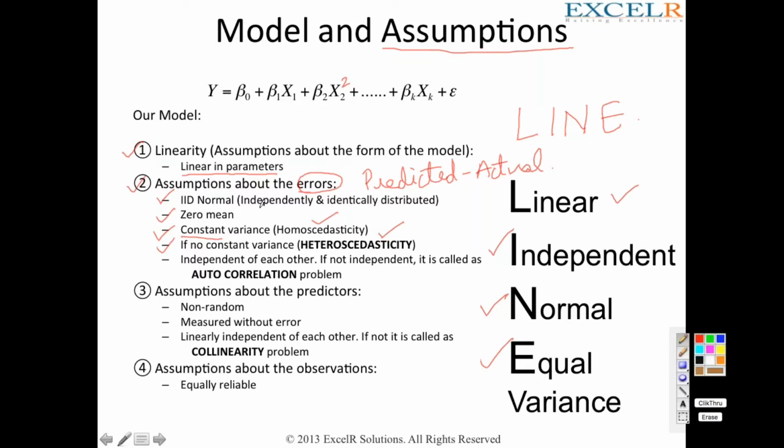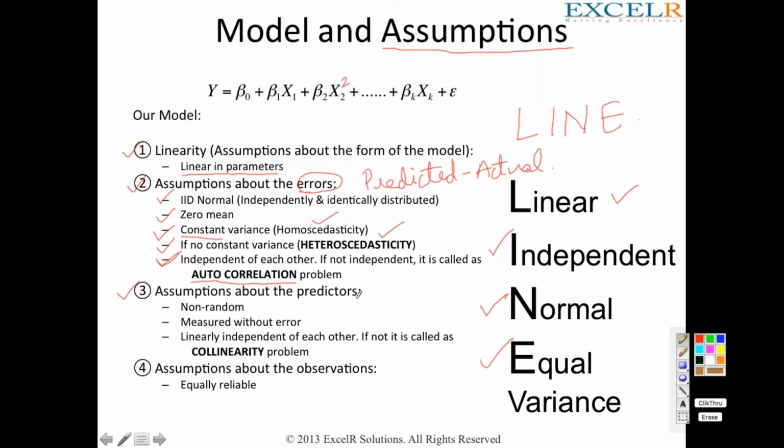And one more thing is these errors should be independent of each other. If they are not independent, then there's a problem called the autocorrelation problem. Guys, spend a lot of time on this slide and this recording. Go through it at least 20 times if you do not understand. This is the heart of your entire data analytics, because the majority of the times you will have continuous output and then you use linear regression.